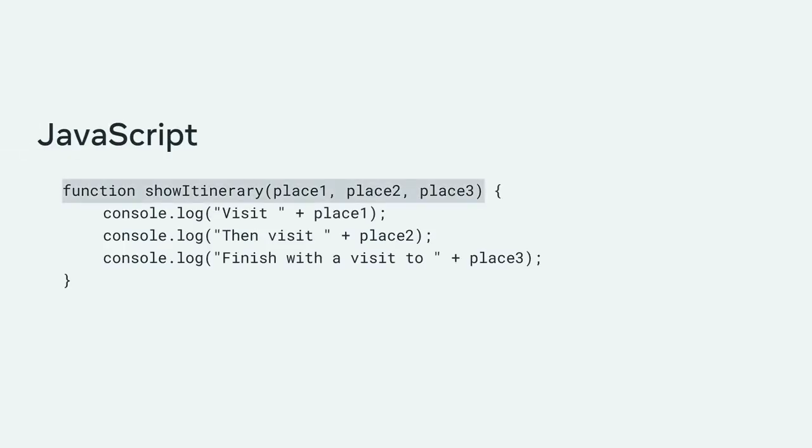Now I write a function that lists these 3 attractions. To keep it simple, I just log it into the console. I create a function and I name it showItinerary, with 3 arguments, place1, place2, place3. Now I console log the 3 places to visit by typing console.log and then the string visit, and the first argument, place1. Next, I console log the other 2 arguments by first using the strings, then visit, and the argument place2. And then the string finish with a visit to, and the third argument, place3.